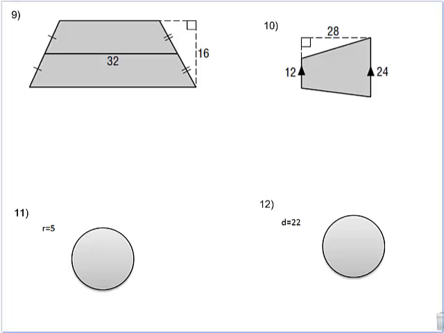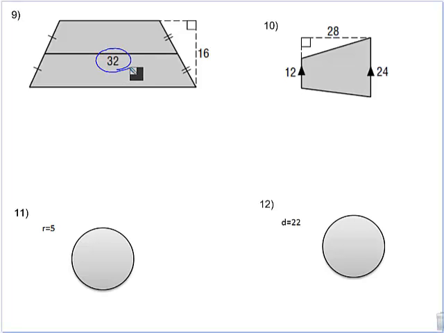Let's see, we've got to do some trapezoids and some circles then. I like the circle. 9. What type of shape is that? It's a trapezoid. That dashed triangle just helps you find the height. Now, what are we missing from this one? The two bases. But we are given this. What's that? Yeah, that's the median.